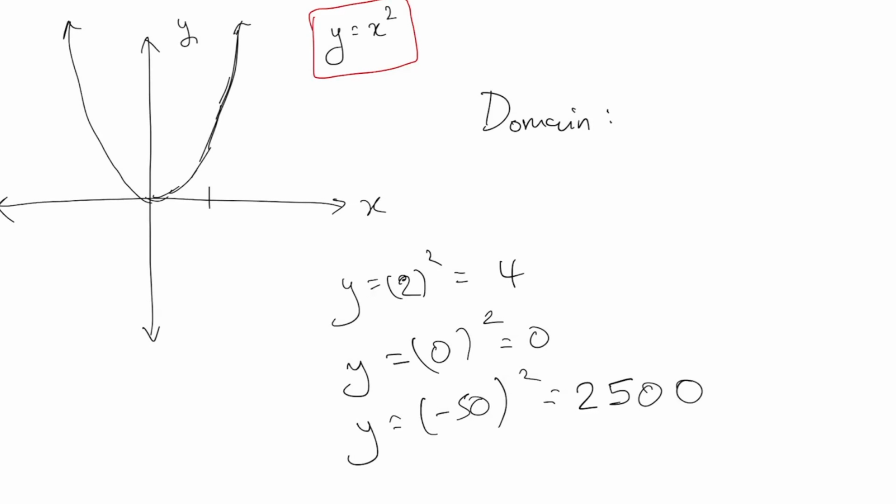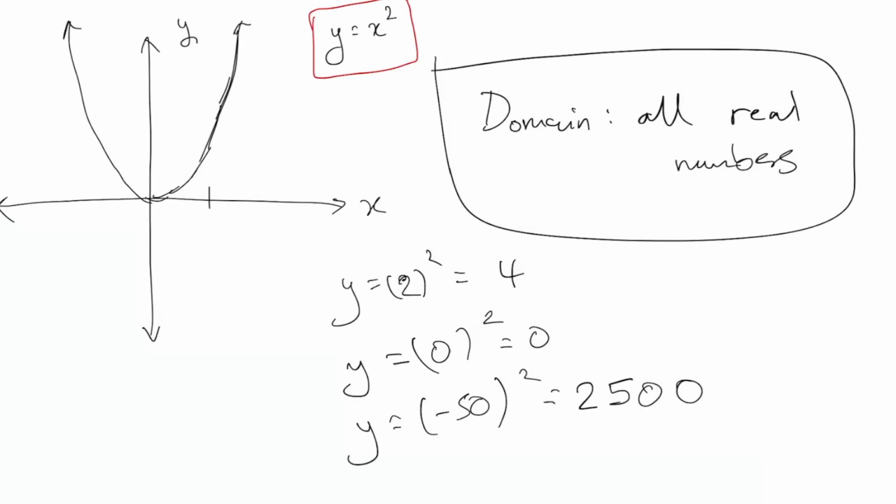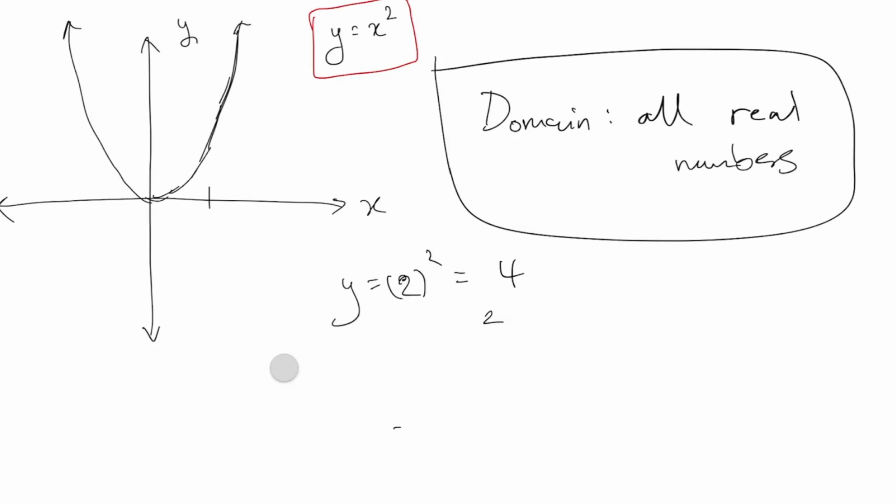So the domain is all x values. What's a more formal way of saying that? We could say all real numbers. We found it. The domain is all real numbers, because for all real numbers, there is a corresponding output. So there's no restriction, nothing weird going on. So the domain is all real numbers.